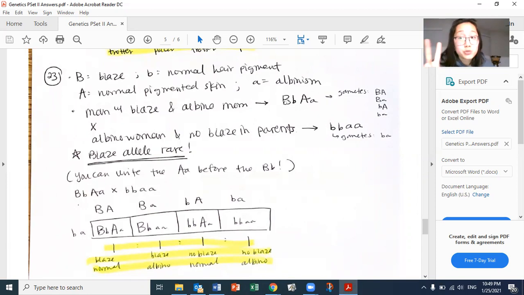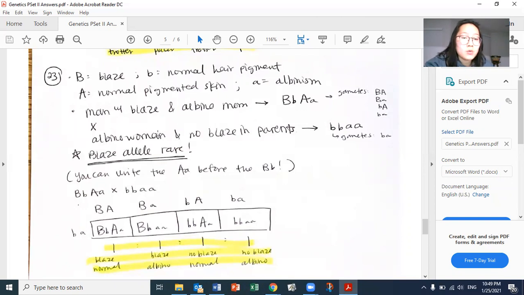Okay, so a man with blaze and an albino mom means that he has that 1 capital B, remember, but he's not going to have 2 because it's rare. And he presents normal pigmentation everywhere except for his blaze, but he had to have gotten a lowercase a because his mom only had lowercase a's to give because she had 2 lowercase a's, right? So he presents normal, but he's technically a carrier for albinism. So the gametes, again, if you do FOIL, front, outside, inside, last, are these 4.